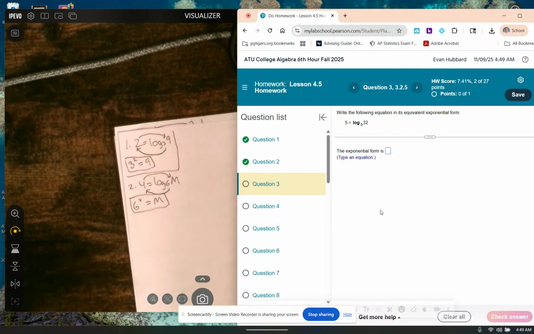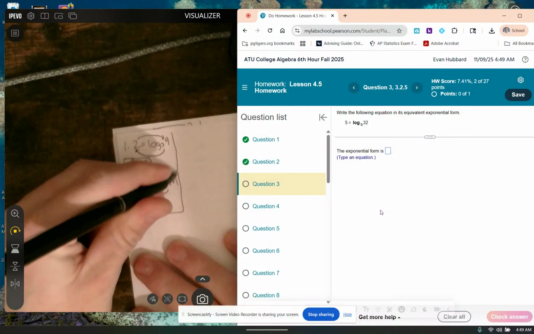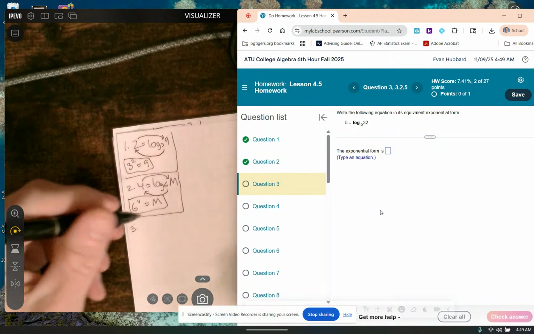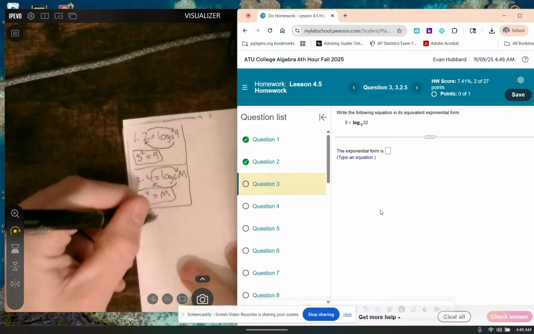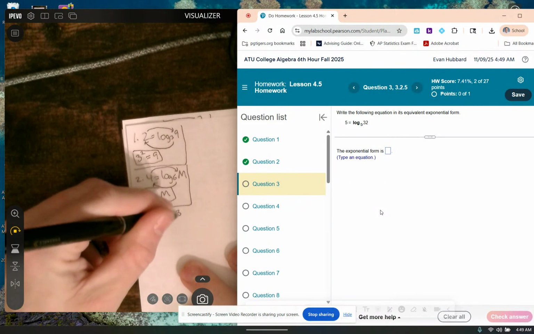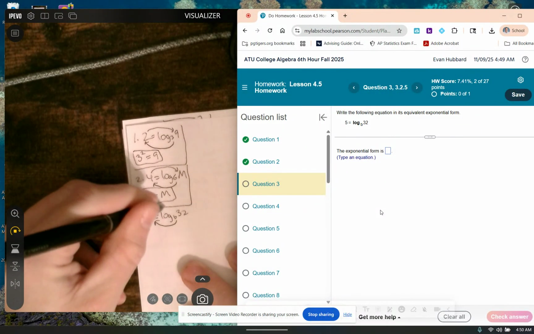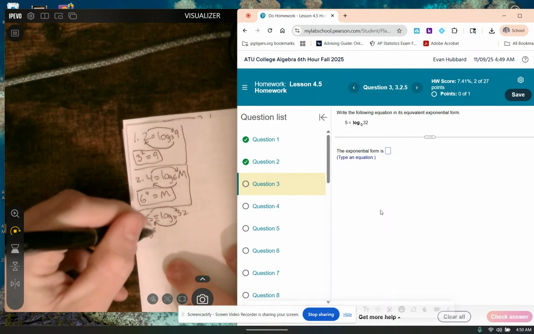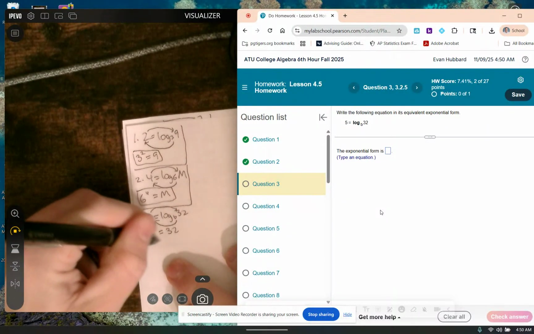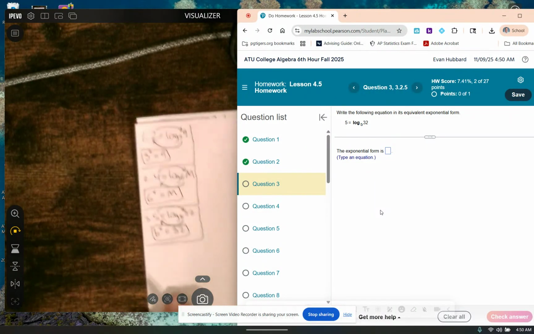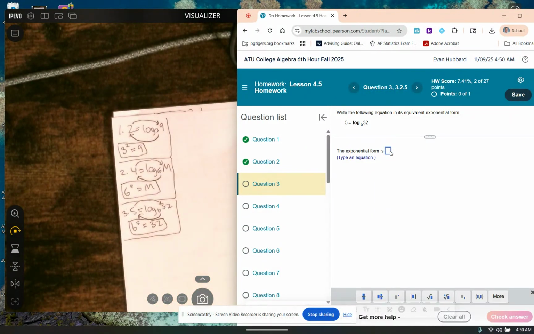All right, another one. 3, we have 5 equals log base b of 32. So we're going to write b to the 5th equals 32. So b to the 5th equals 32. Hopefully this is not too bad.